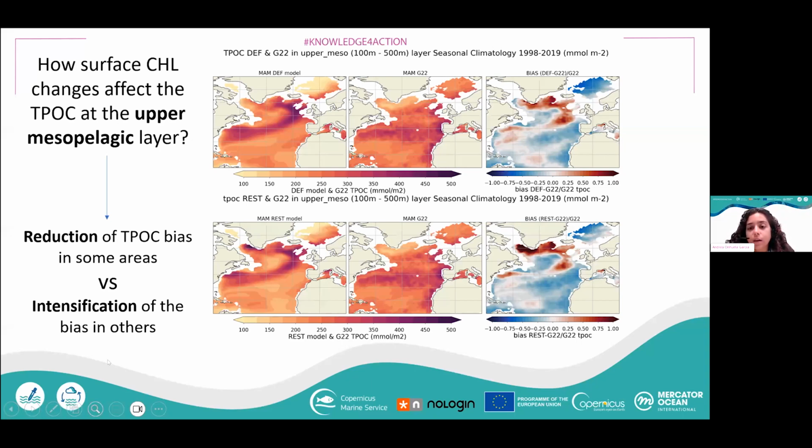However, even if we didn't reduce the bias globally, there are some regions, like for example the Greenland, Iceland, and Norwegian Sea and the Aegean Sea, where the restoring was reducing the bias, and another region where we are increasing the bias, like for example the Western Subpolar North Atlantic.